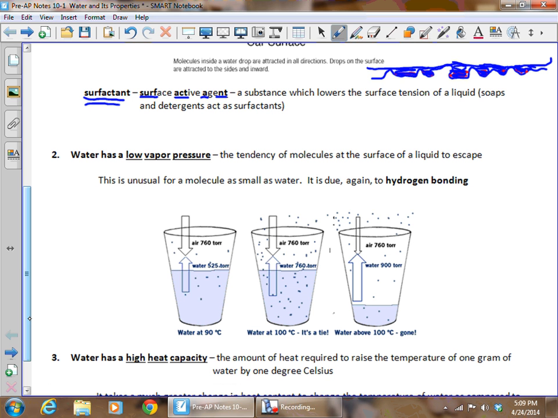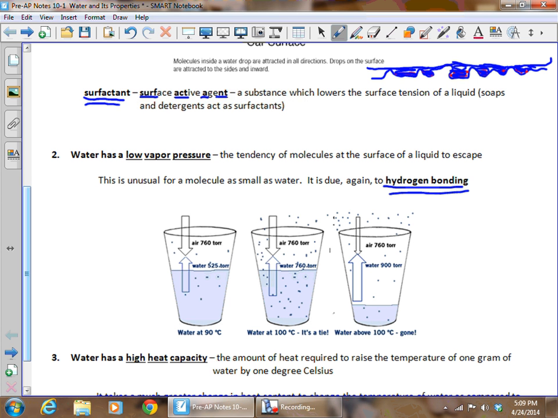Another characteristic, water has a low vapor pressure. Vapor pressure is the tendency of molecules at the surface of a liquid to escape. And water has a very low vapor pressure, an incredibly low vapor pressure for its size. And yes, you probably guessed it, hydrogen bonding is the reason for this.